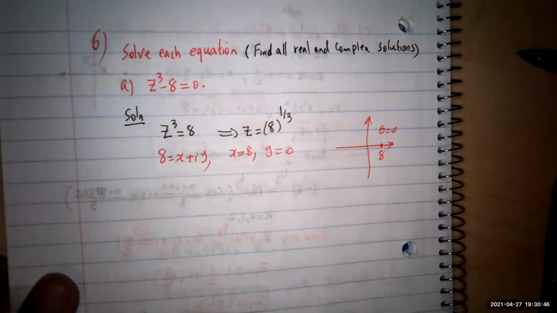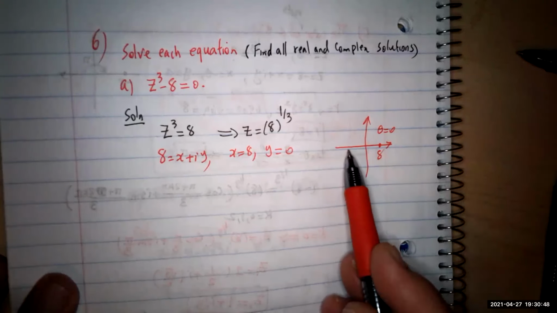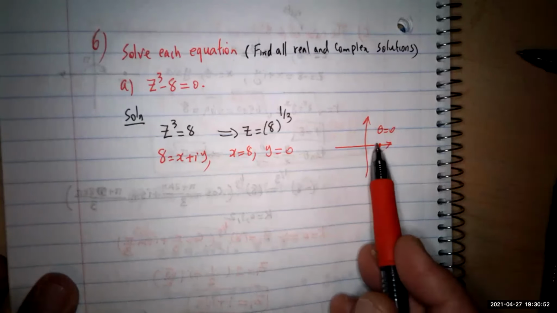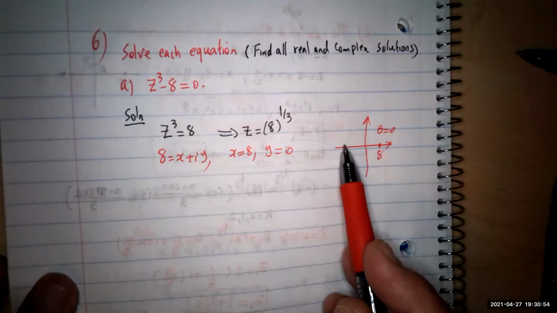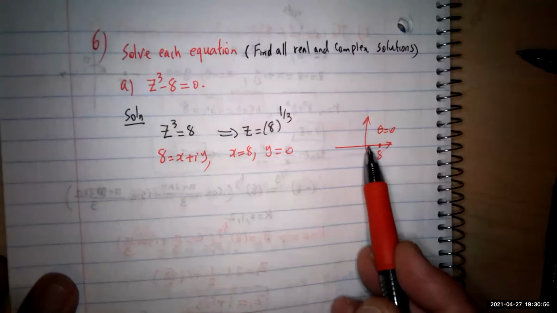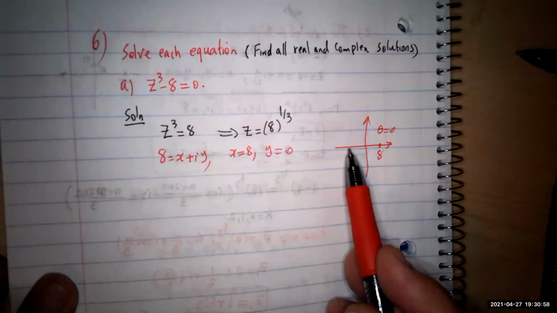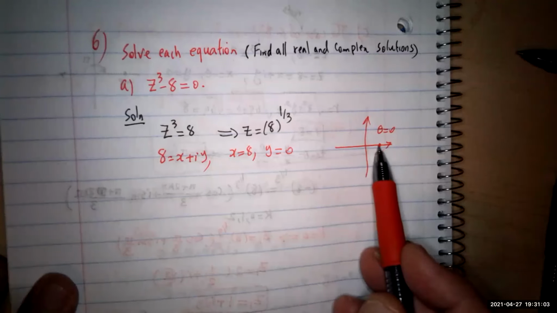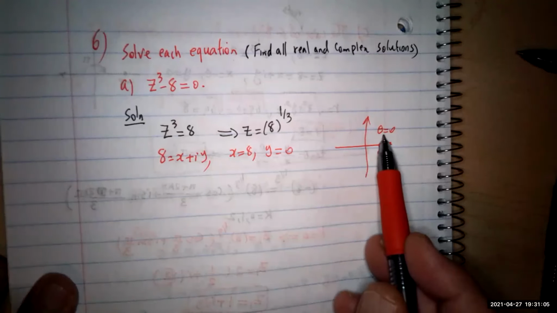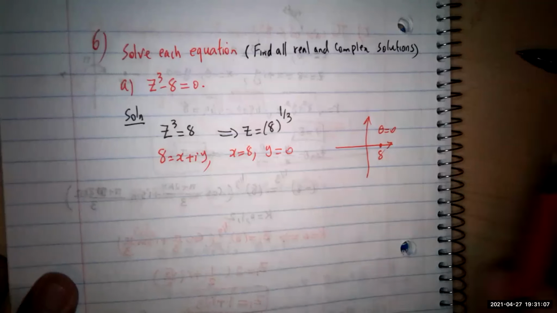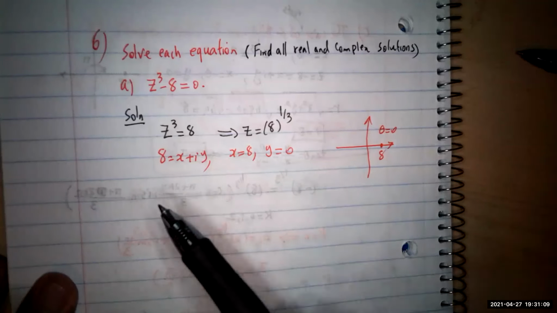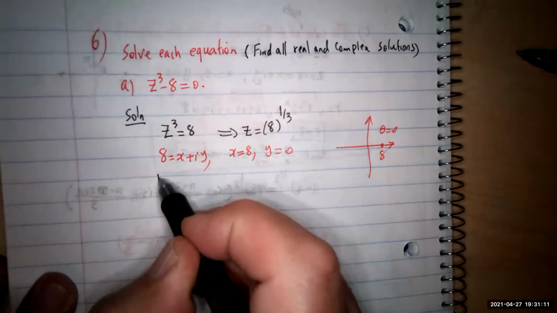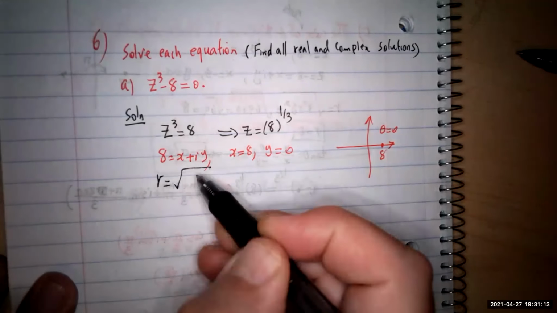In the other problem, you did have a -8, so the angle was pi. You know that this is the angle between the initial side and the terminal side. So in this case, the initial side and the terminal side coincide, so the angle is 0. Be careful to pick this one. So the r is going to be just the 8, as we did it.